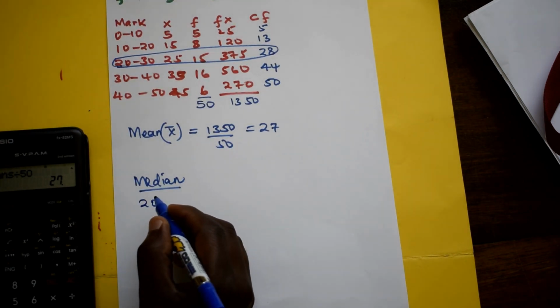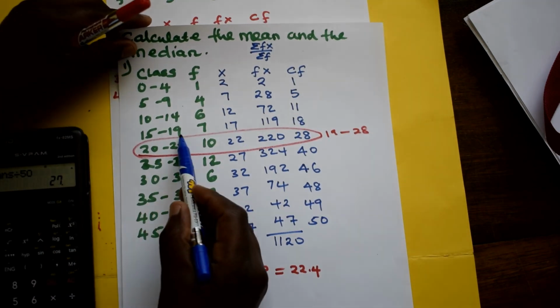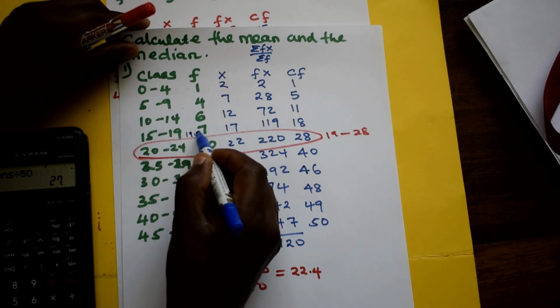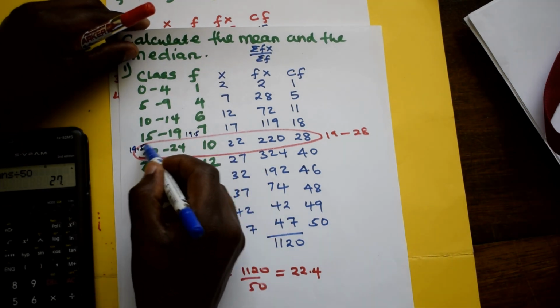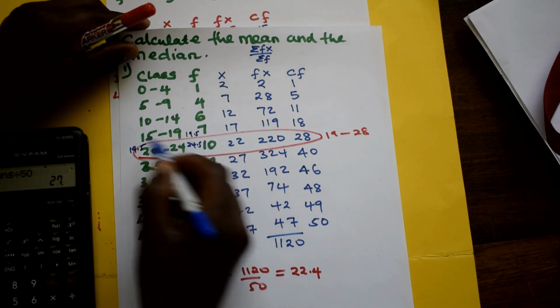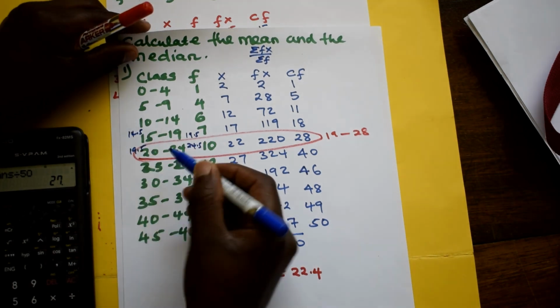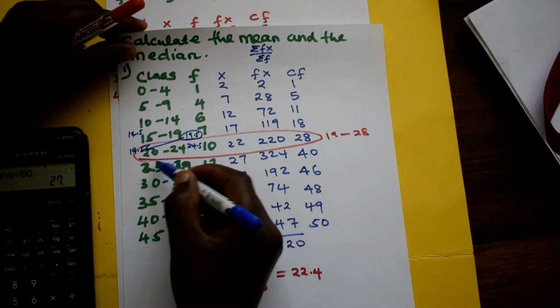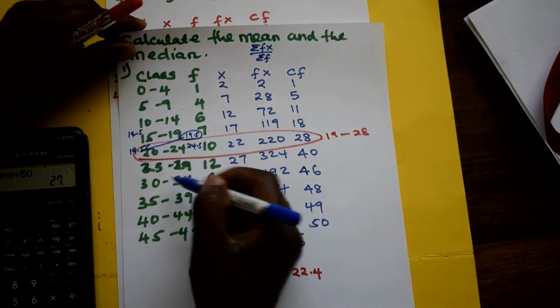In the previous table, the classes were not continuous. From 19 to 20 we had a gap, so we normally introduce 19.5, giving 19.5 to 24.5. So this one becomes the lower class boundary there. That's why we normally make such a class continuous.